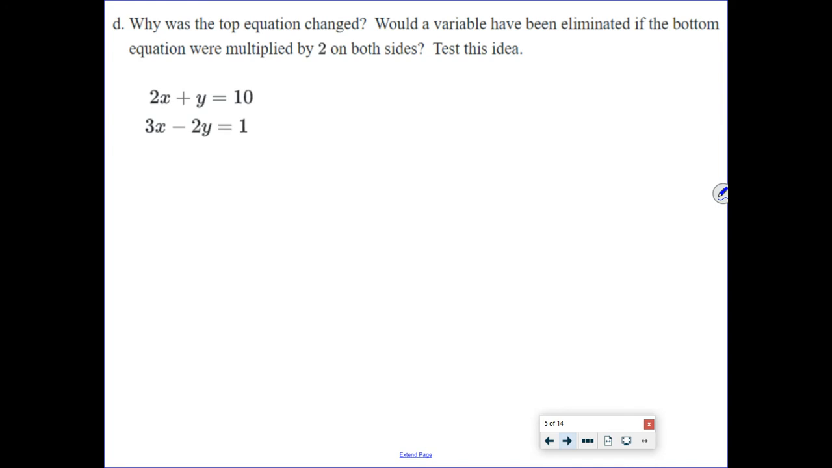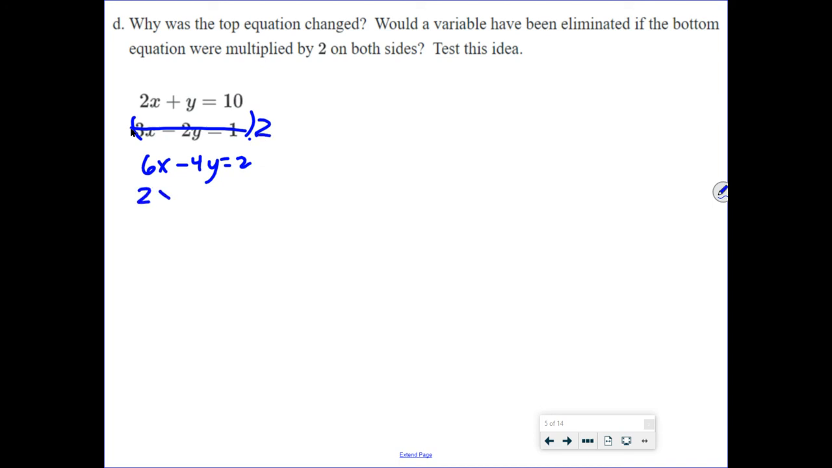Why was the top equation changed? Would the variable have been eliminated if the bottom equation were multiplied by 2 on both sides? Test this idea. So let's multiply the bottom one instead by 2. So cross that out. Multiply everything by 2. That would give me 6x, no, and see, maybe I should have crossed it off after I saw what I was doing there. So minus 4y equals 2.